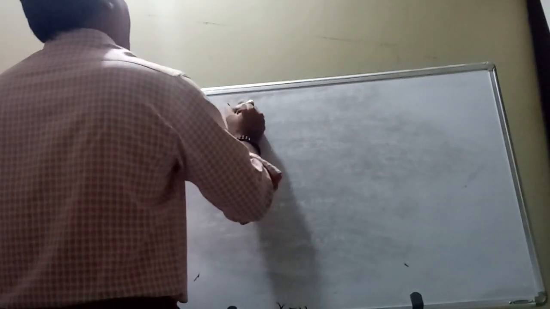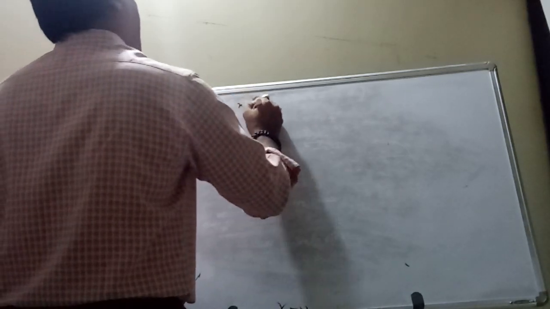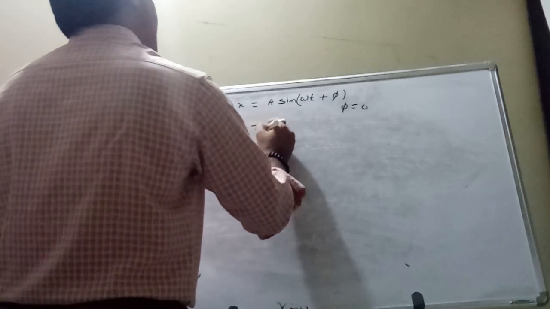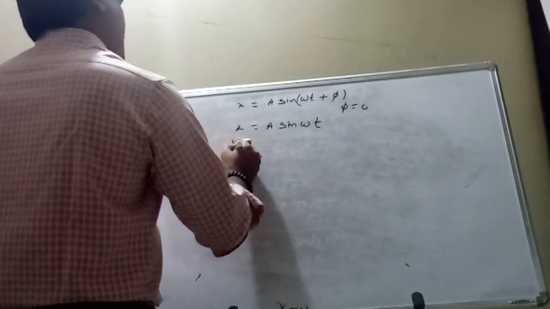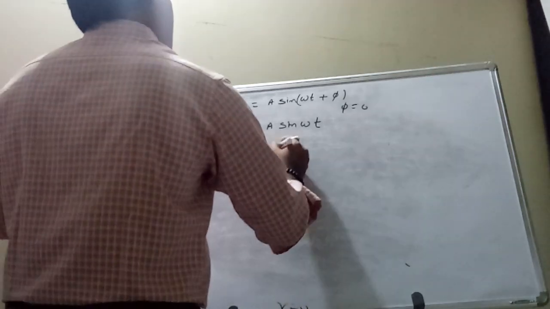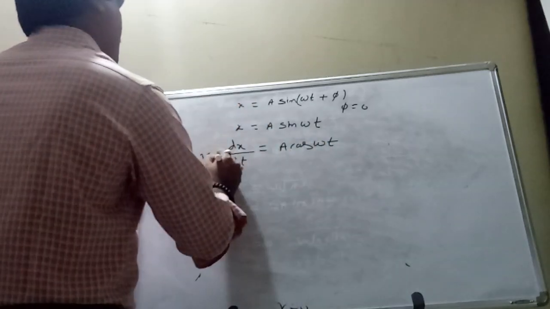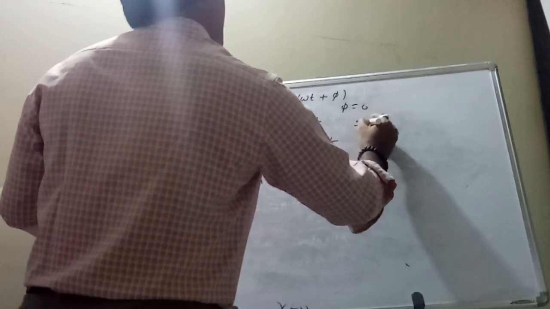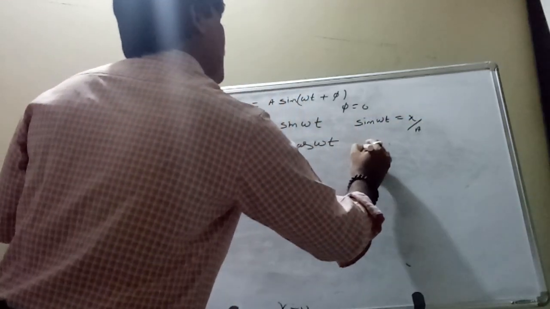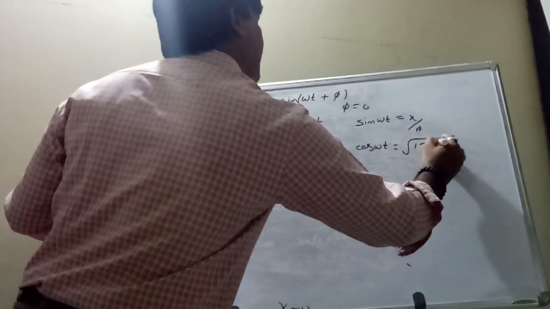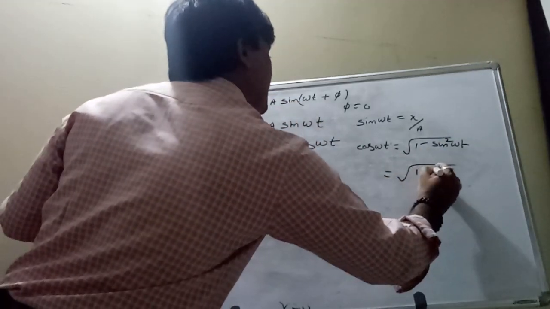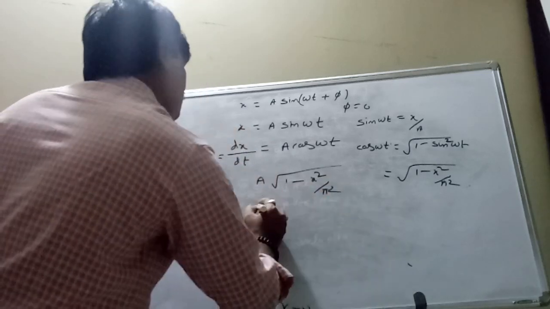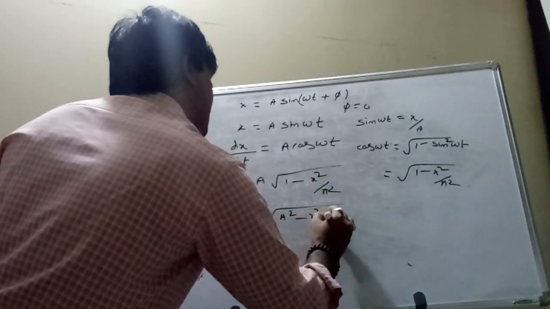Here, x = a sin(ωt + φ). Taking φ = 0, x = a sin ωt. So dx/dt, that is the velocity v, is equal to aω cos ωt. Sin ωt is equal to x by a, and cos ωt is √(1 − sin²ωt), so √(1 − x²/a²). That is, a into √((a² − x²)/a²).